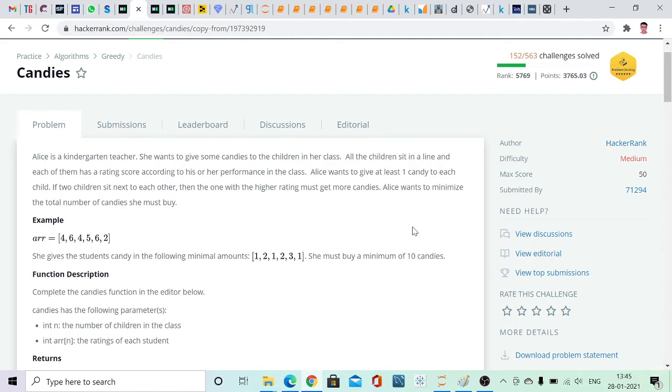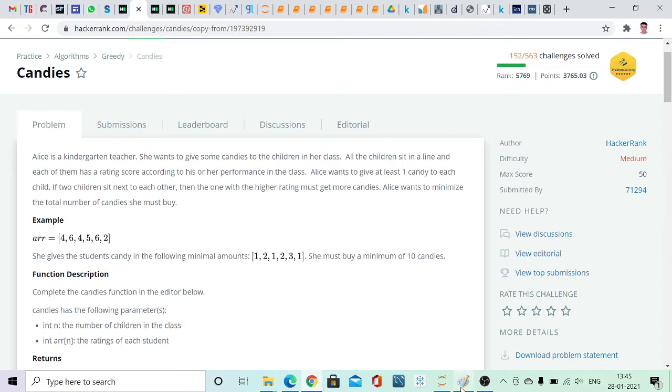The problem statement says that Alice is a kindergarten teacher who wants to give some candies to the children in her class. All the children sit in a line and each of them has a rating score according to their performance in class. Now Alice wants to give at least one candy to each child. If two children sit next to each other and one of them has a higher rating, then the student with the higher rating should get more candies. Now Alice wants to minimize the total number of candies she must buy.